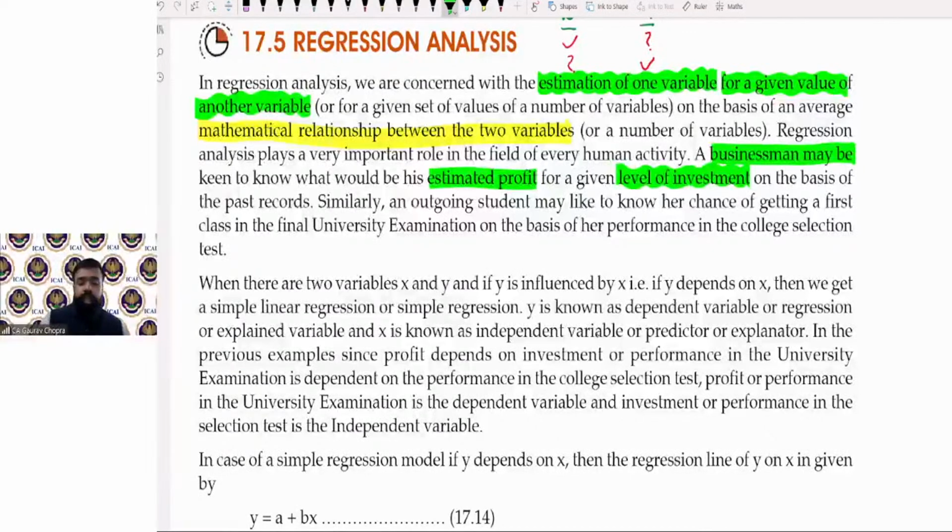Similarly, there is one more example. An outgoing student may like to know the chance of getting first class in the final university exam on the basis of her performance in class tests. So one variable is class test, the other variable is exam performance. तो अगर टेस्ट अच्छे हुए हैं तो एग्जाम का रिजल्ट कैसा आएगा? अगर टेस्ट अच्छे नहीं हुए हैं तो फिर एग्जाम का रिजल्ट कैसा आएगा? सो एग्जाम का जो रिजल्ट है ये हमें एस्टिमेट करना है, प्रेडिक्ट करना है.